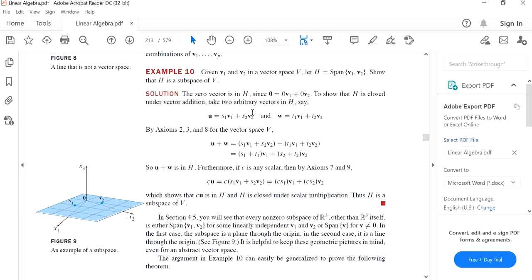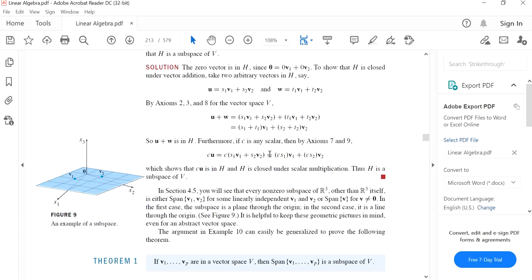Secondly, let's say you have two arbitrary vectors s1 v1 plus s2 v2 and t1 v1 plus t2 v2. So you can basically add them and take v1 common, giving s1 plus t1 as the coefficient, and similarly s2 plus t2 as the coefficient. This is also a linear combination of v1 and v2, so this will also be in the span. Similarly, if you multiply this with a scalar, this is also a linear combination, so this will also be in the span. Hence we've shown that H is closed under these operations, thus H is a subspace.